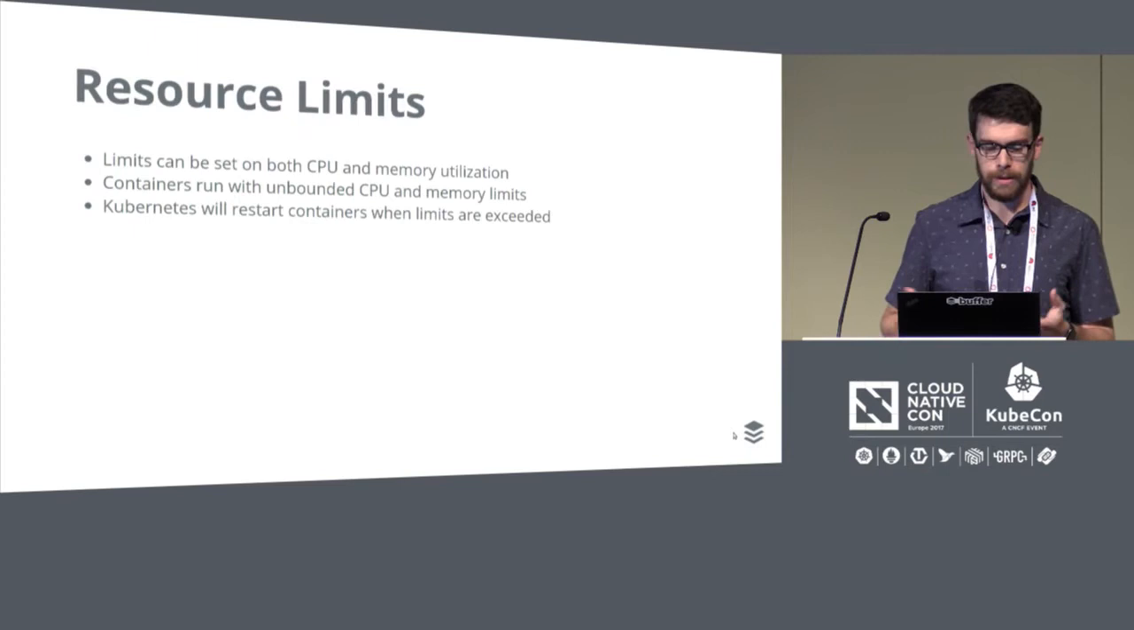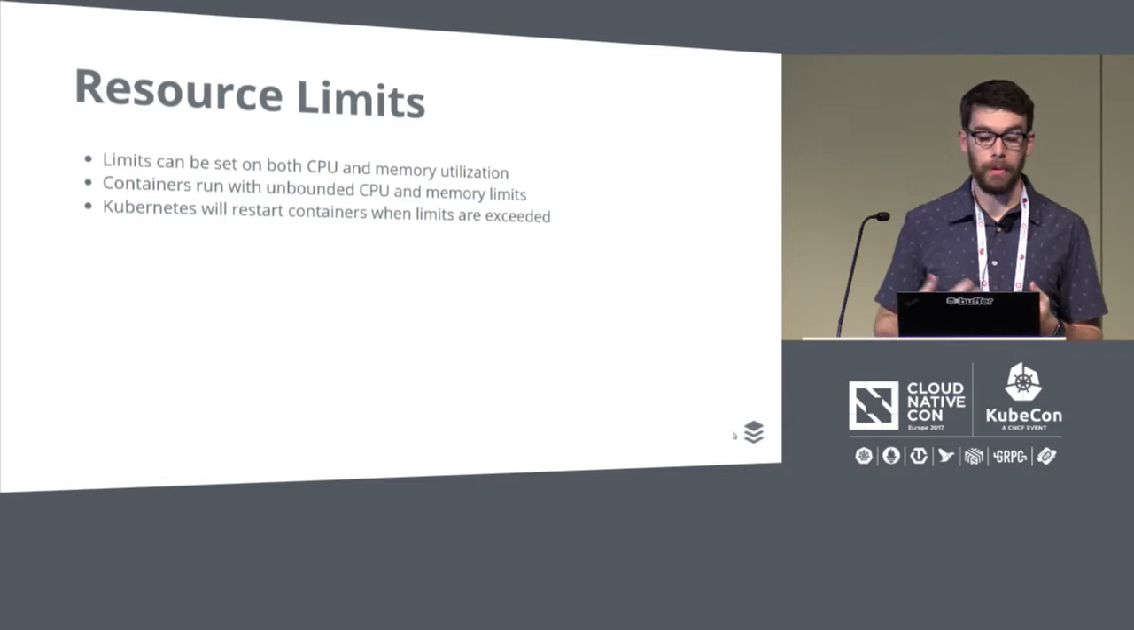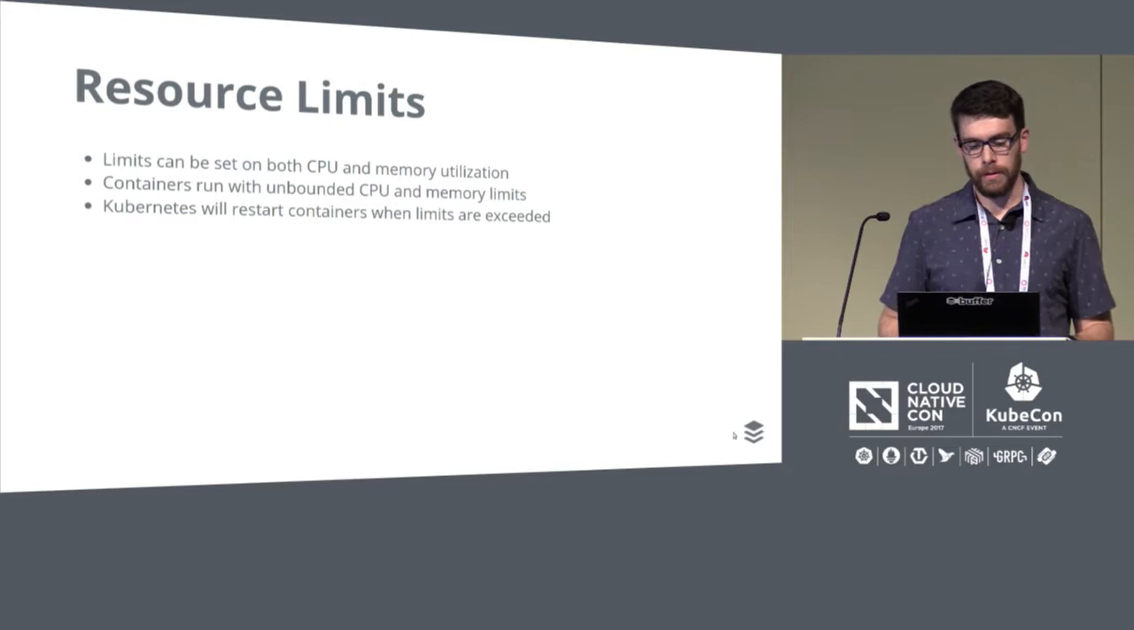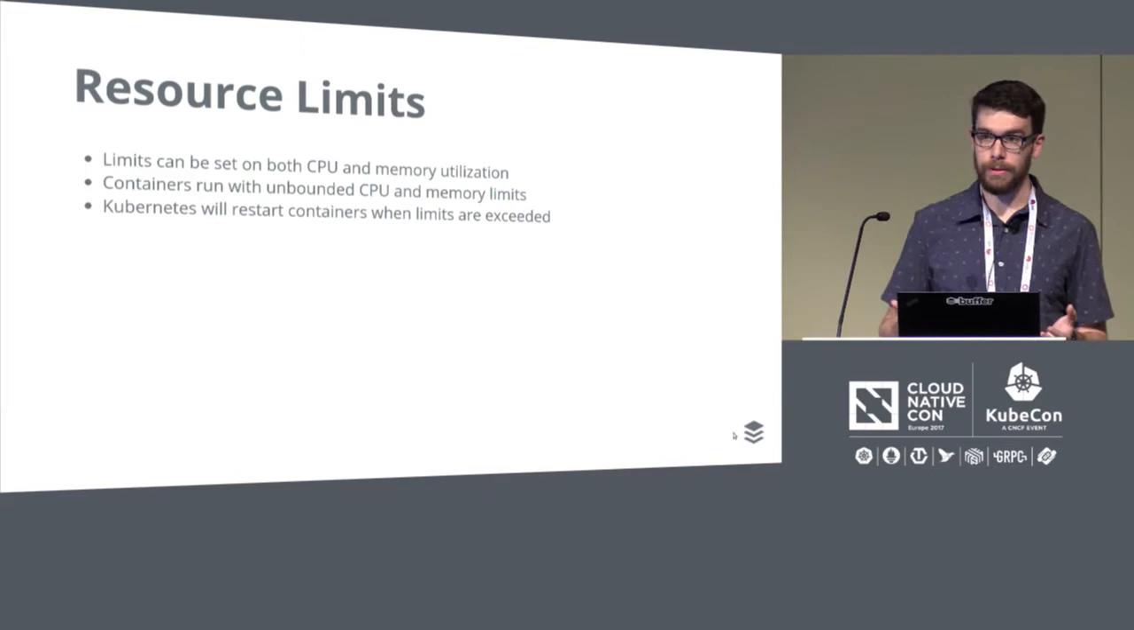So let's talk a little bit about what resource limits actually are. They can be set on both CPU and memory. When they're not set, these things can run unbounded, and they can actually take up all the resources on the node that they're on. And when the limits are exceeded, Kubernetes is going to go through and kill those pods.